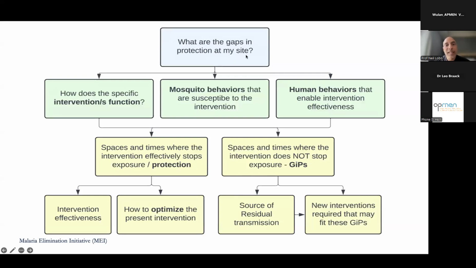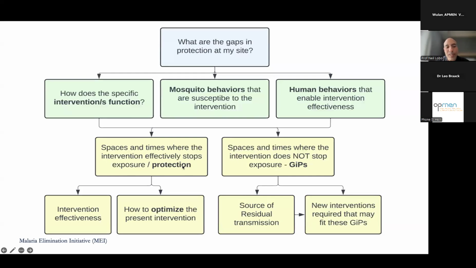What are the gaps of protection at my site? The kinds of data I would need is how does the intervention function, the mosquito behaviors that it takes advantage of, and the human behaviors that might impact how effective it is, right? And this will tell us where and when the intervention is protective, where and when it slows down or stops exposure. It also tells us where it's not effective, what the gaps in protection are, or GIPS. I just made that up for this presentation, GIPS.